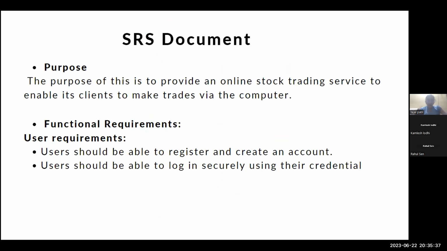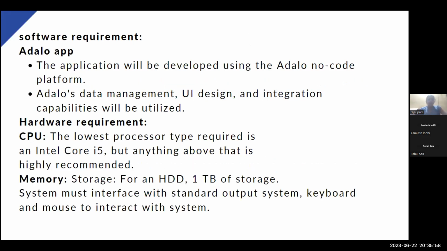So next are the functional requirements. The functional requirements are those requirements which are specified by the users. So first user requirement: the user should be able to register and create an account. And second, the user should be able to log in securely using their credentials. Next, software requirement. To develop the stock trading application, we are using the Adalo app. Adalo is a no-code platform, and Adalo's data management, UI design, and integration capabilities will be utilized here.